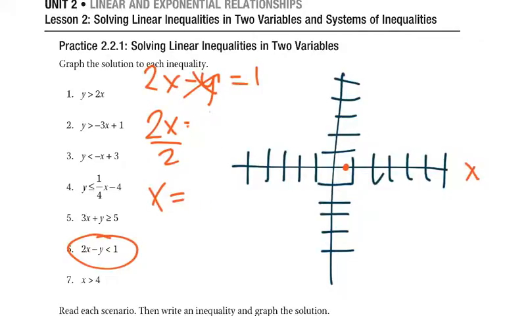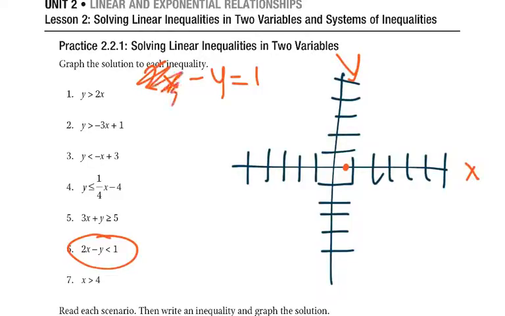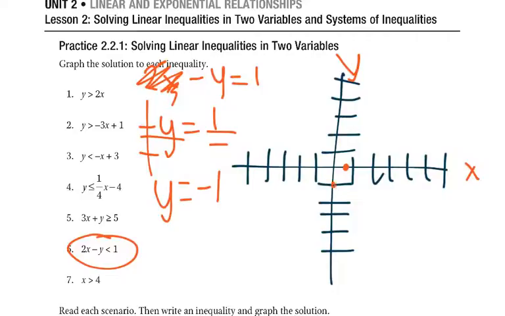Okay? Then, I say, okay, now I want my y-intercept. My y-intercept on the y-axis always has an x value of 0. So my x term I get rid of. So I have negative y equals 1. I divide by a negative. That becomes positive. I get y equals negative 1. So my y-intercept is at negative 1. Now, there's no equal to, so it's a dotted line. So using those 2 points, I graph it.